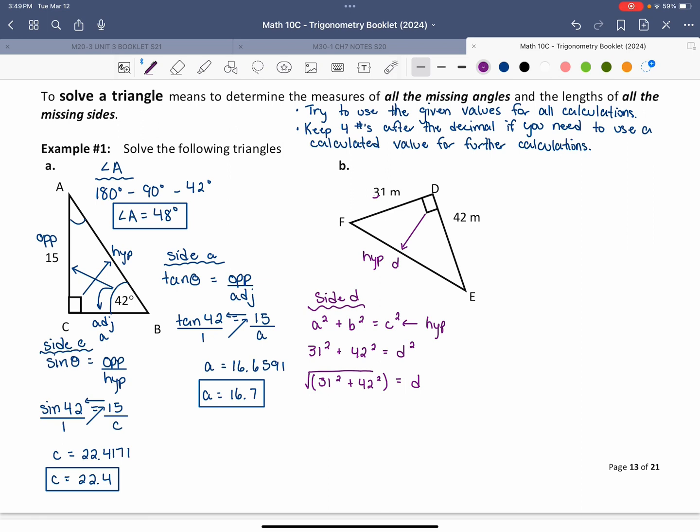And then we calculate that. Square root of (31 squared plus 42 squared) gives me d equals 52.2015. Rounding side lengths to the tenths is 52.2, and this is in meters.